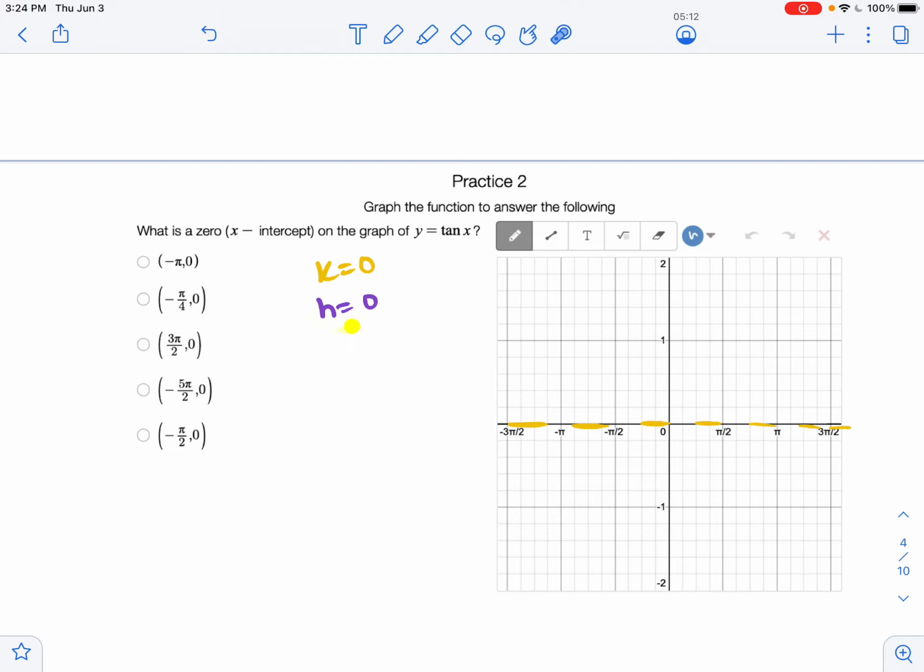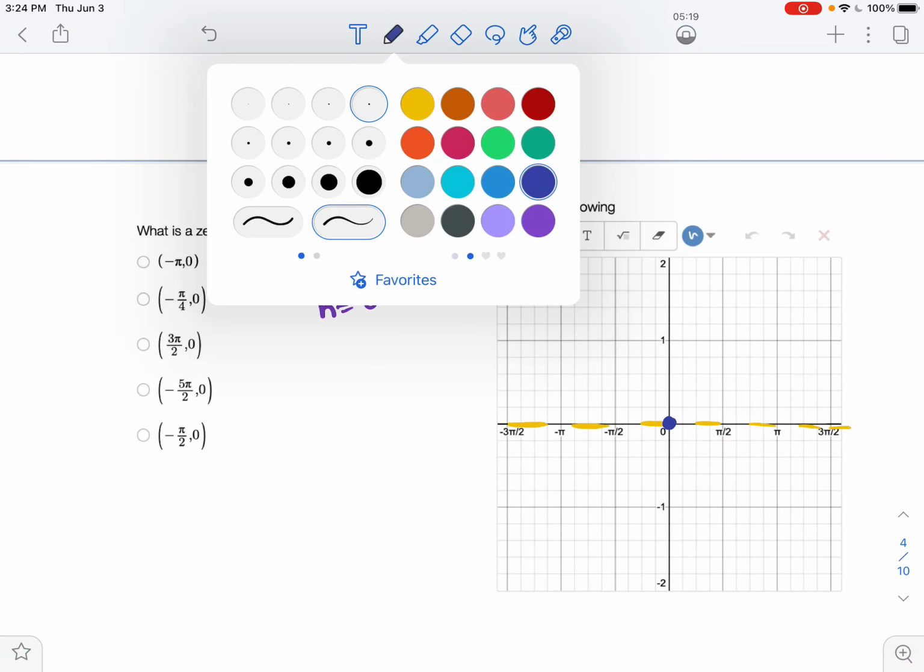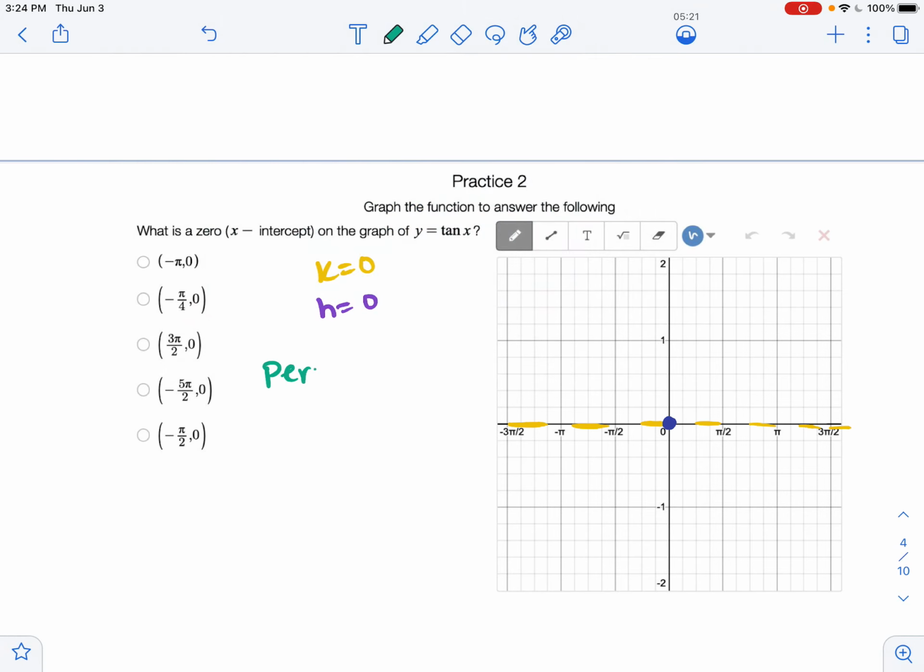So in tangent, what's nice is that we have just identified our midpoint. Our midpoint is sitting here at 0, 0. We then need to determine the period of this function. So remember that tangent has a period of pi over b. In this case, b is 1. So our period is pi. We need to split that over the midpoint. So we need a total distance of pi units to exist between our vertical asymptotes. So we'll have a vertical asymptote at negative pi over 2 and positive pi over 2.